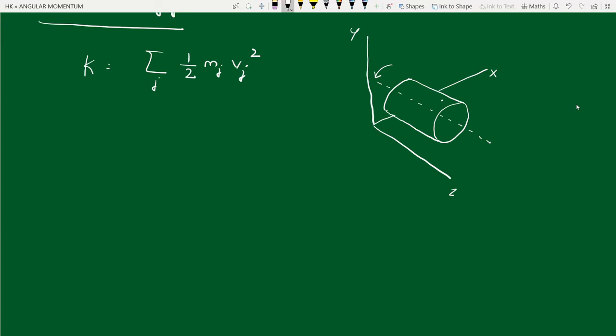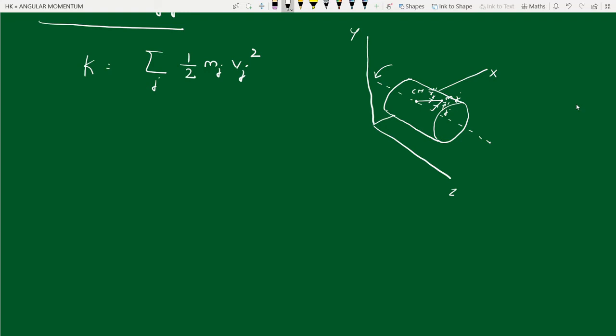So let us say this is the jth particle on the body, mj, and the center of mass of the drum is somewhere here. So this is rj prime, the position vector about the center of mass, and this is the perpendicular distance from the axis, which is called rho j prime.